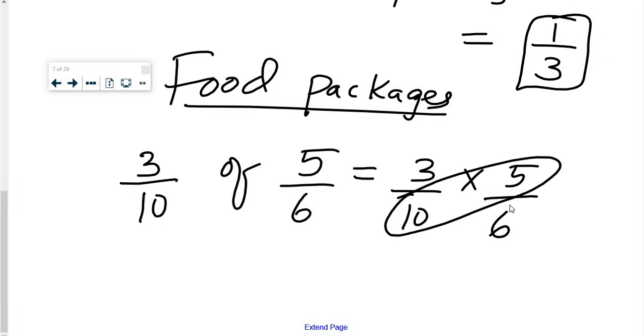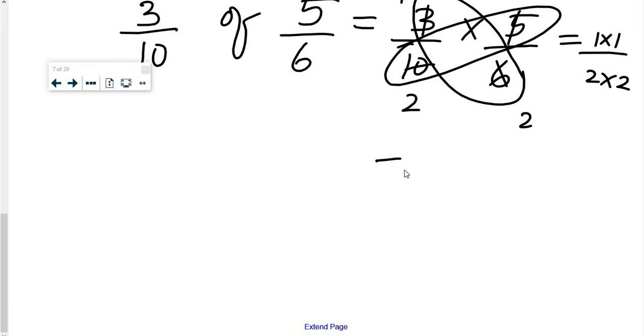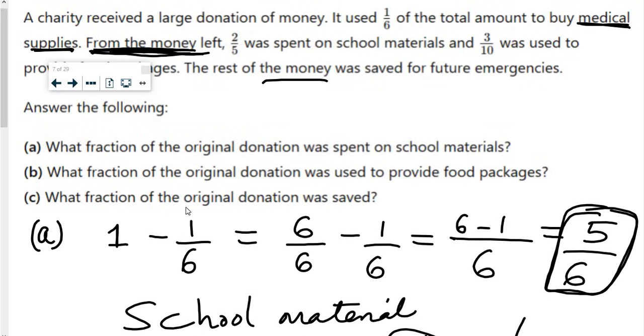Check the diagonals, we have 5 1, 5 2, 3 1, 3 2. We're going to have 1 into 1 upon 2 into 2, and the answer will be equal to 1 upon 4. That is for food package. Then the next question: what fraction of the original donation was saved?